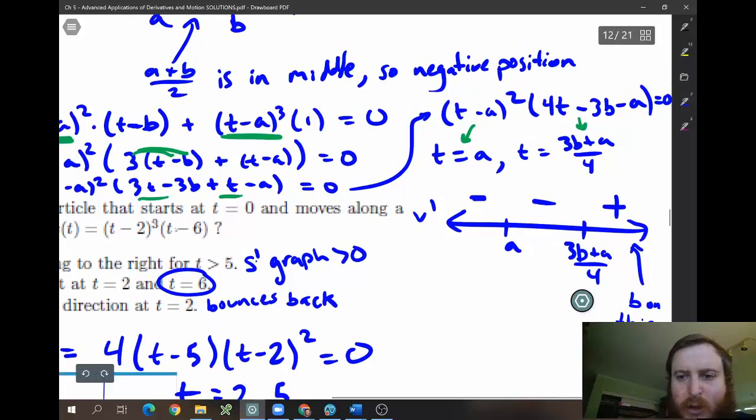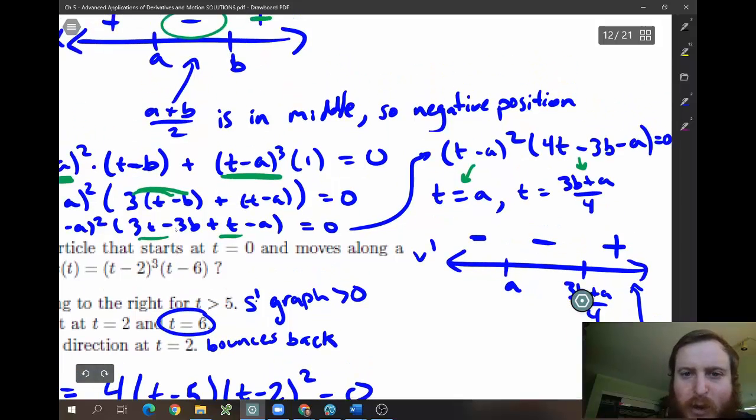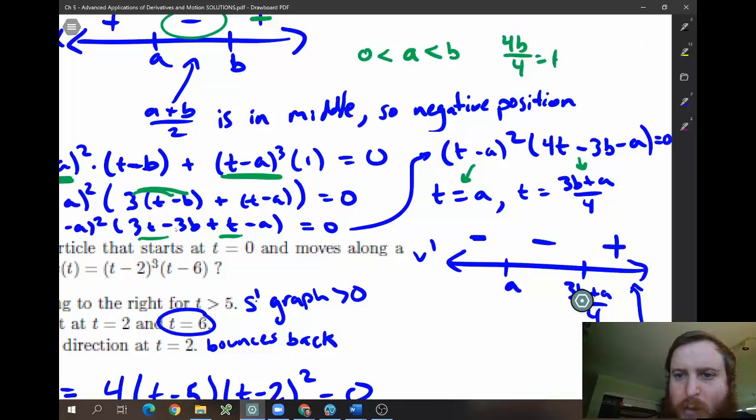But remember, again, this is super hard. It's kind of more like a BC, really tricky topic. But they told us that 0 was less than a, which was less than b. So 4b over 4, that would be equal to 1b, sorry, to b. But a is less than b. So I know that this value 3b plus a over 4 has to be smaller than b. It has to be smaller than b because a is smaller than b. So this isn't quite yet to 4b over 4.